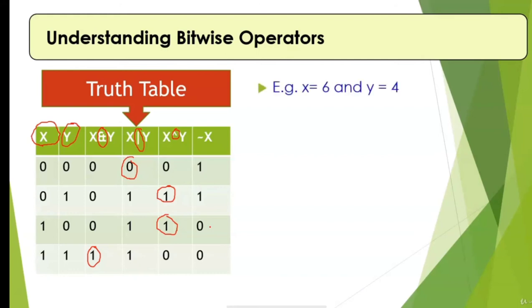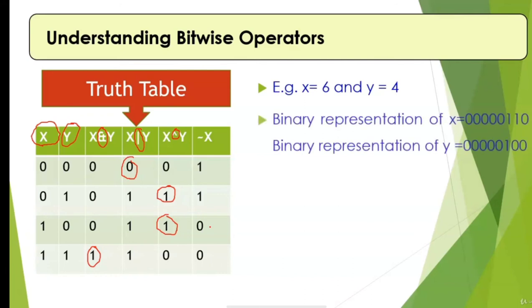Suppose we have two variables, the value of X is 6, the value of Y is 4. The binary representation of X is like this. The value of Y is 4 and here is the binary representation of the value 4. If you don't know how to convert decimal to binary, don't worry too much. Either you can refer to the internet and understand the process, or in the next sessions, we are going to discuss a program that will convert a given decimal number to binary numbers.